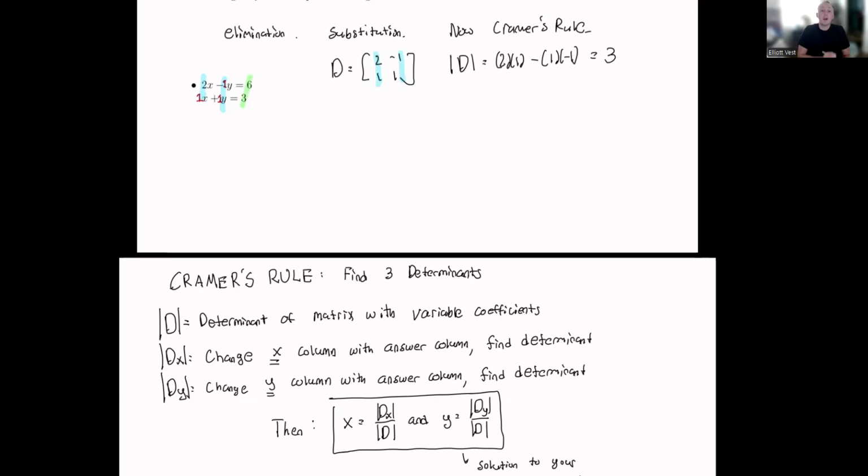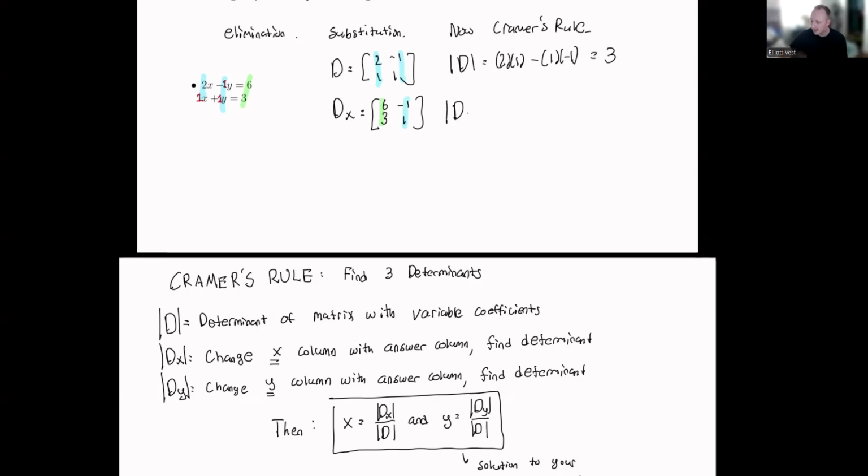Now, what is Dx as a matrix? Dx is going to be, we change whatever the x column is with the answer column. So instead of having 2, 1 in this column, I'm going to have 6, 3, because the x column is replaced by the answer column, and then I have the y column be the same. So let's go bam, bam. That 6, 3 is going to move around a little bit.